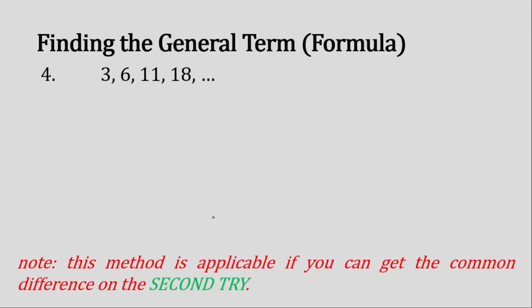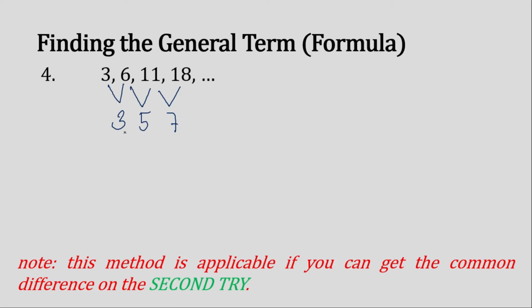Now note, this method is applicable if you can get the common difference on the second try. Not on the first try, but on the second try. And how is that possible? So first, let's try to get the common difference. So 6 minus 3 is 3. 11 minus 6 is 5. Then 18 minus 11 is 7.